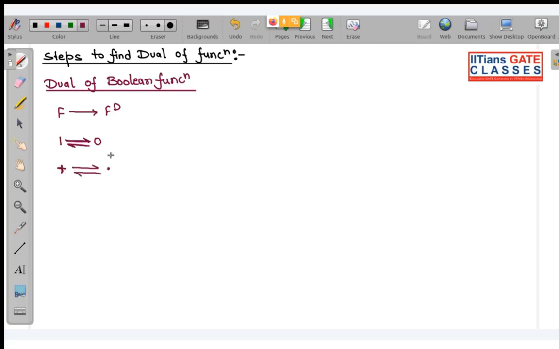So basically it is interchanging of 1 to 0 or 0 to 1, or interchanging of plus to dot and vice versa. For example, let us take one example. Let f be equal to abc plus de. How do we calculate the dual? Look very carefully.